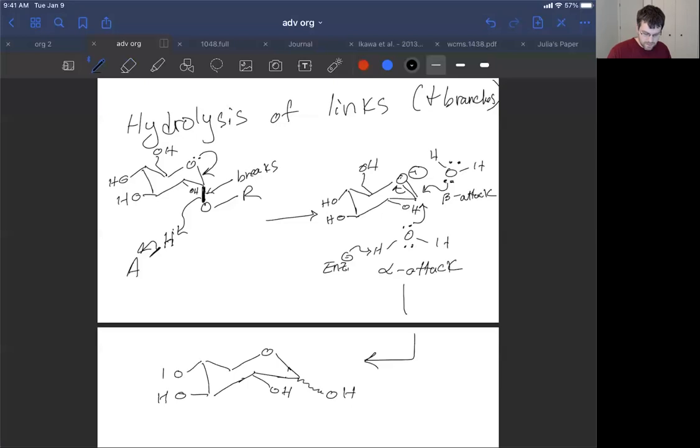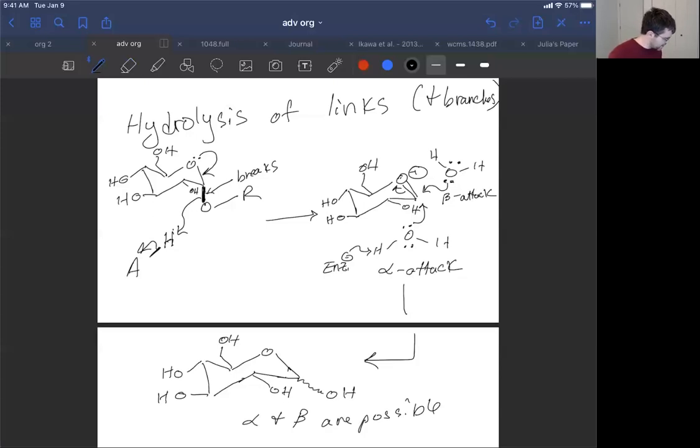So both the alpha and beta are possible. Okay. Now, that is a nice first look.